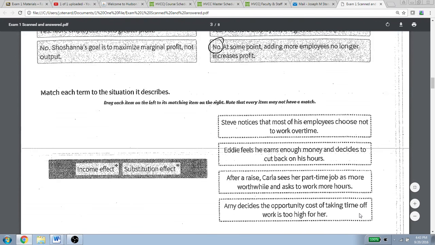$760. $90 an hour becomes $95 an hour on a Saturday. 95 times 8 is $760. That's his opportunity cost. Next one.